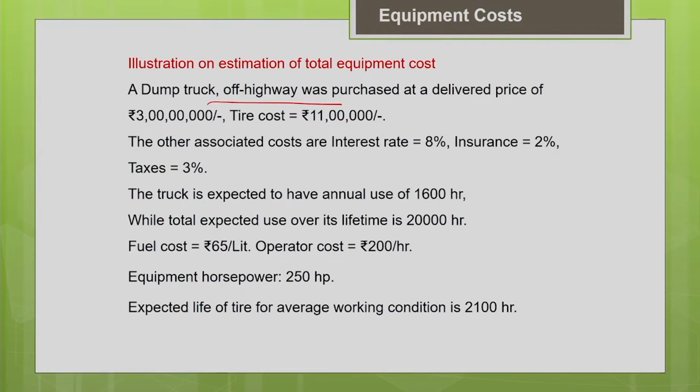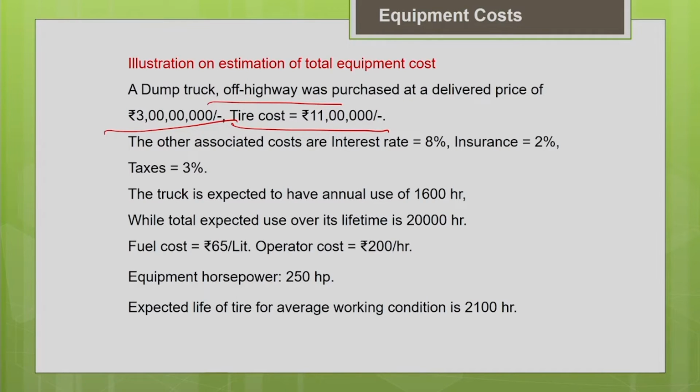The initial cost is given. It was purchased at a delivered price of 3 crores. So you can imagine it's a very high-end equipment with special features, like an articulated machine, with many additional features with this dump truck. That's why it can justify its cost. And the tire cost of this machine is 11 lakh. Many of these numbers I have just made as approximate assumptions, so let us not go deep into these numbers. The main objective of this illustration is just to show you the methodology of how to estimate the equipment cost.